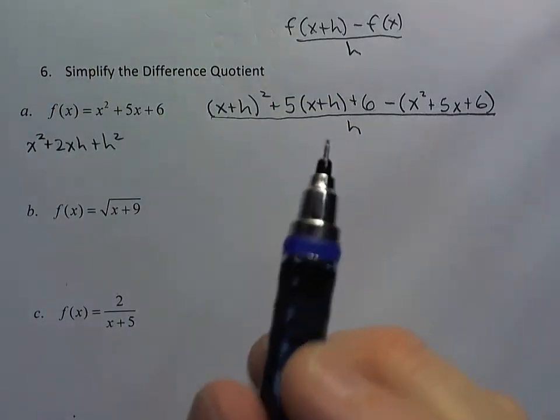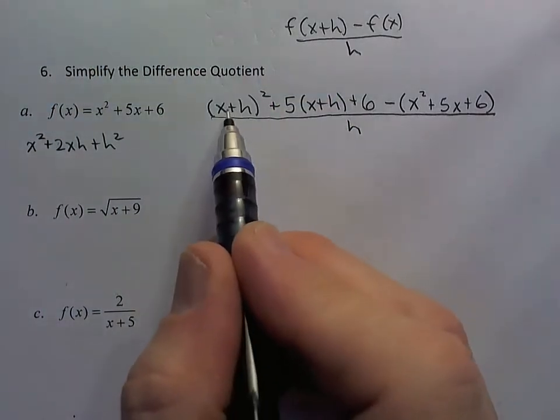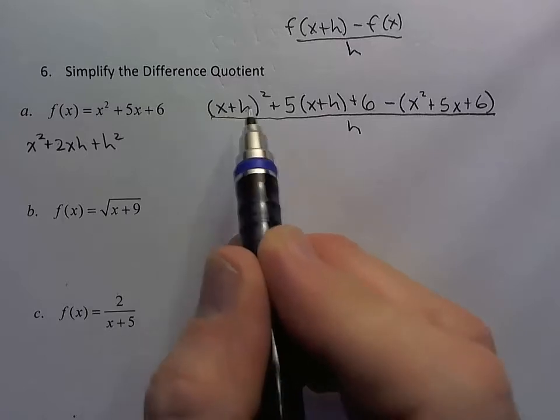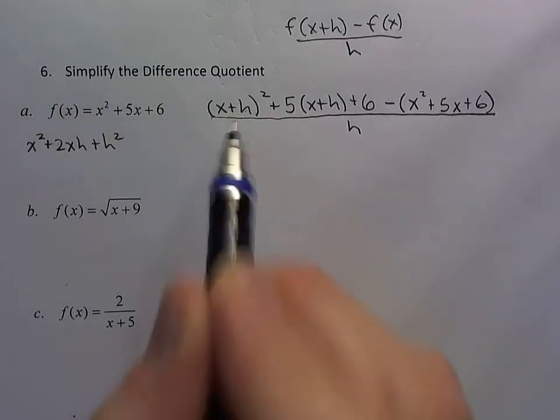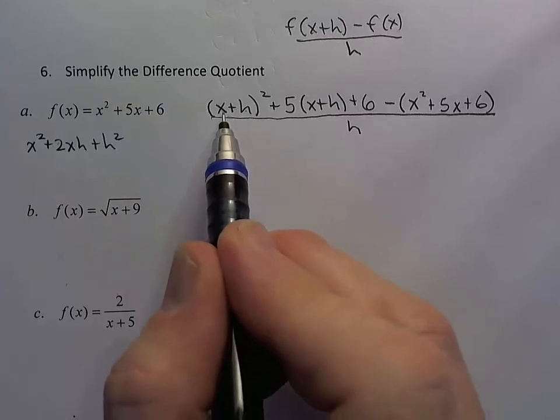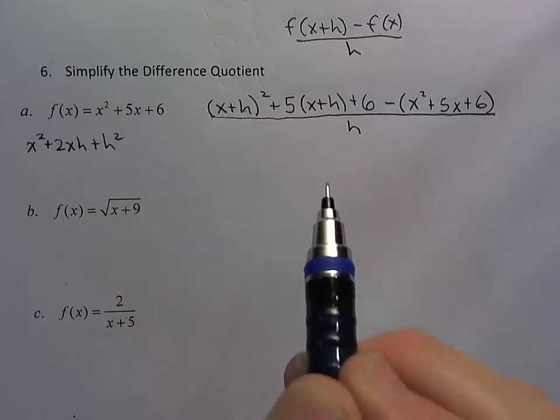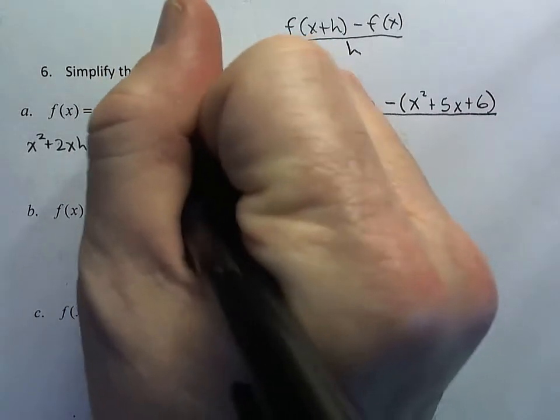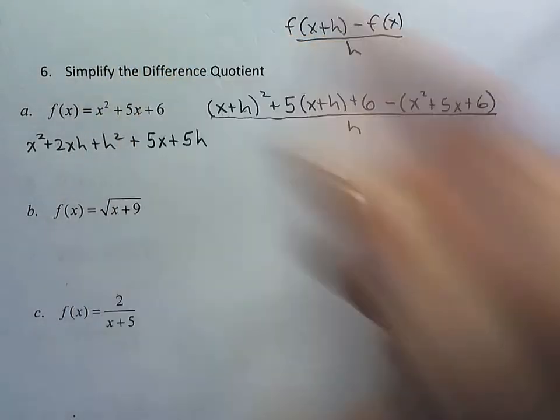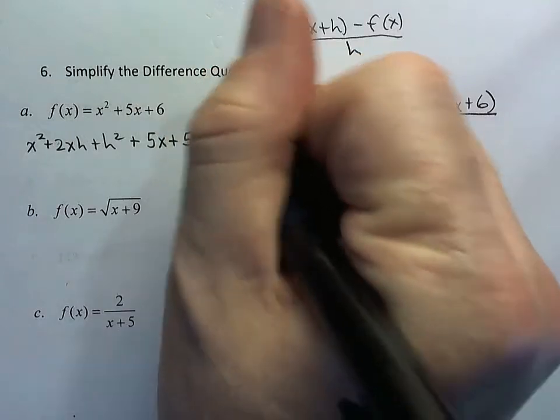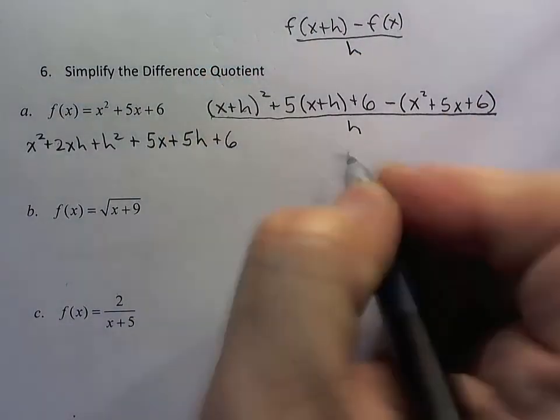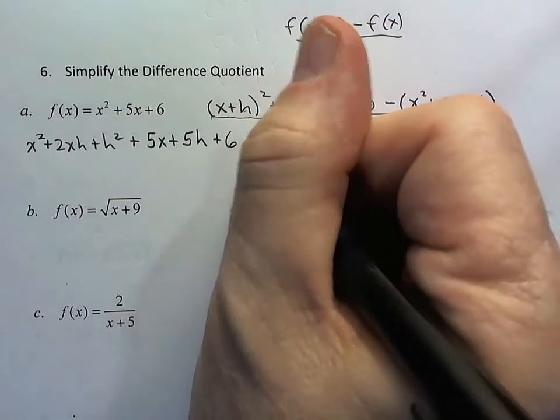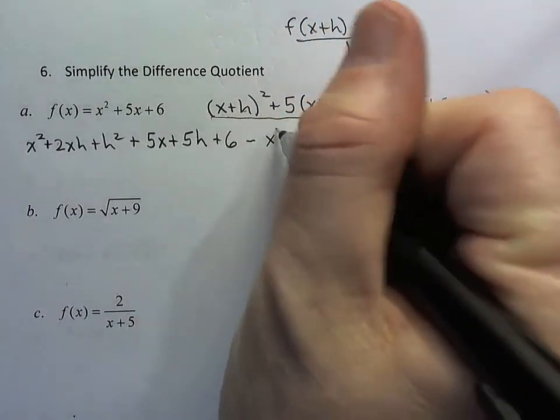Now, another mistake that some people make is in multiplying this out, they'll call that x squared plus h squared. But train yourself not to think like that. This is x plus h times x plus h. And then we have 5x plus 5h. And don't forget the plus 6. Easy to forget that. I've done that lots of times. I've forgotten the constant there. And then you drop your parentheses.